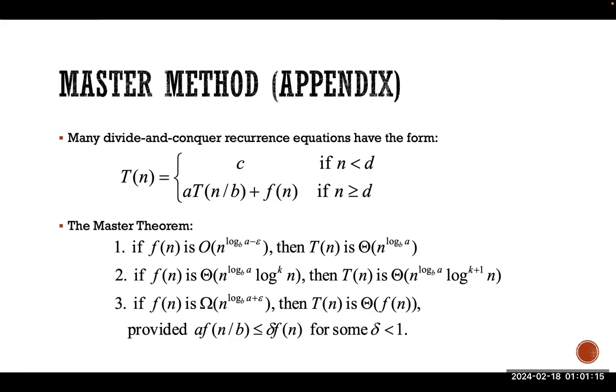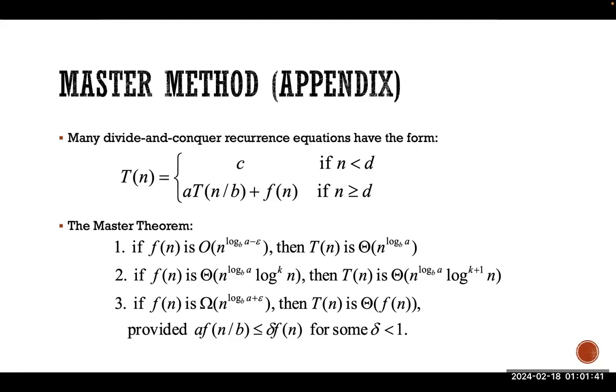We have three cases below. The first case is f of n is order of n power log a minus epsilon to the base b. If and only if, then T of n belongs to theta of n power log a to the base b. The second case is f of n belongs to big theta of n power log a to the base b times log power k of n.